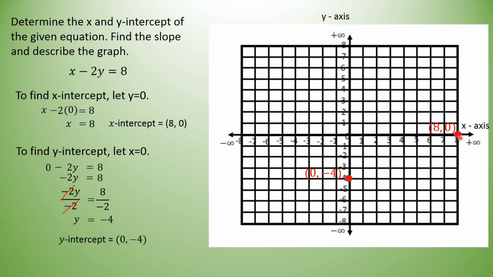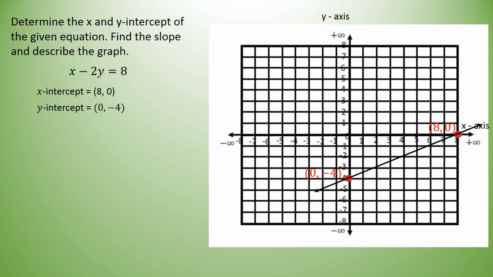So meron na tayong dalawang points kaya pwede na natin silang i-connect using a straight line. So this is our graph. Next, let us find the slope and describe the graph. So let us use the formula m equals y sub 2 minus y sub 1 over x sub 2 minus x sub 1. So label ulit natin yung ating x-intercept as x sub 1, y sub 1. And then sa ating second point or y-intercept, we have x sub 2, y sub 2.